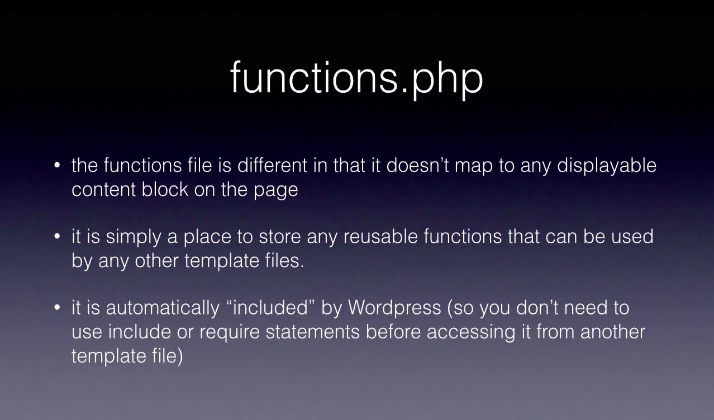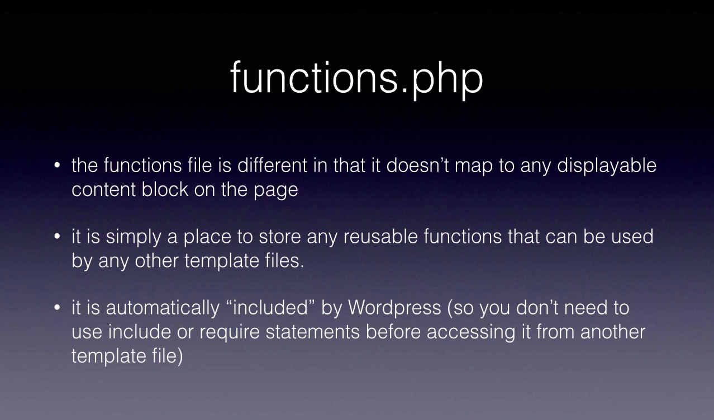Functions.php is a little bit different in that it doesn't map to a particular view. The functions.php file, if you use it in your theme directory, is simply a place that you can store PHP functions that your other template files refer to. It's automatically included by WordPress, so you don't need to use include or require statements before accessing it from another template file. Often if you want to add more advanced features to your theme, you'll need to add some functions to the functions.php file.